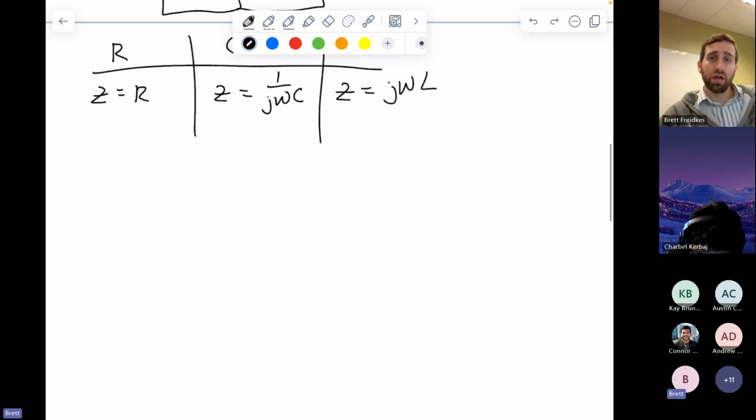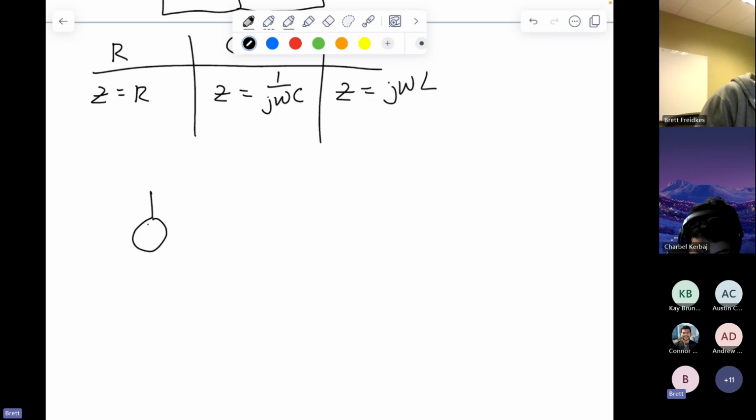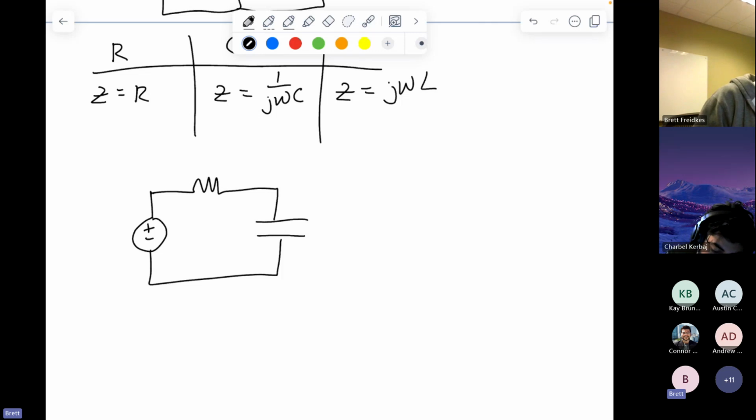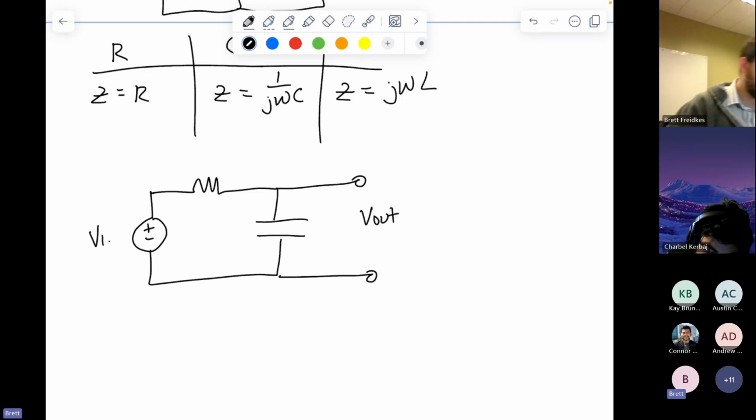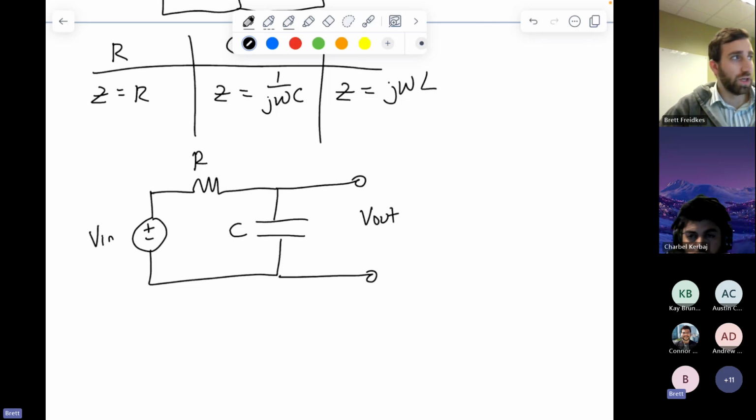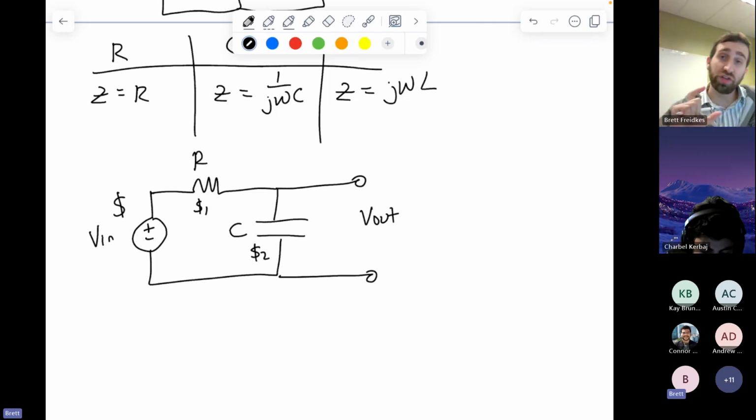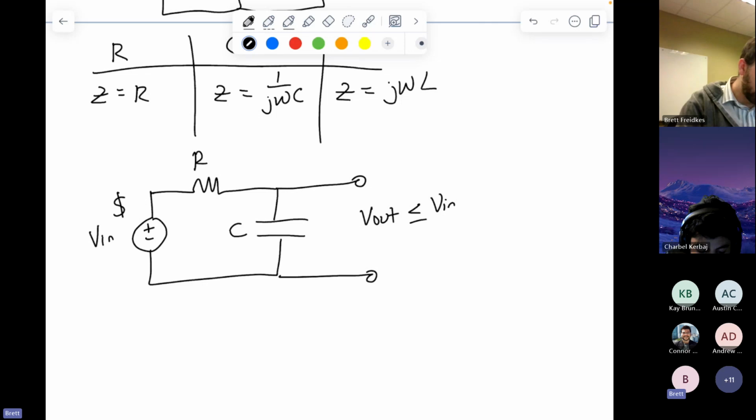Another thing we talked about was the idea of voltage drop, where you have a circuit with a bunch of impedances and you want to know the voltage drop across one. This is V in over here, this is R, this is C. What was the analogy I gave in the last class? It was like tolls, right? We start with a certain amount of money, and we spend some of that money on each of the impedances. So the voltage drops across each of those impedances have to sum up to the input voltage, which means in general that V out will be less than or equal to V in, depending on how small R is versus C.